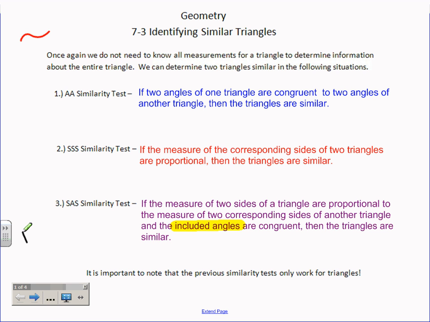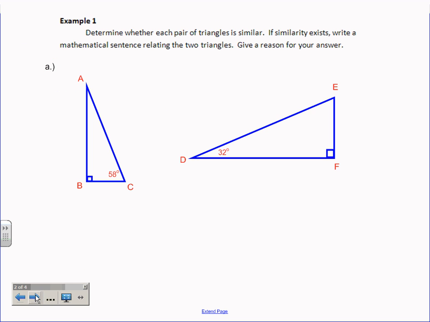Because a lot of work has been done by other mathematicians to find out if any other ones would work for sure, and there are not. Okay. Again, definitely, I would take some time to paraphrase that one instead of writing everything. And as it says at the bottom, it is important to note that the previous similarity tests only work for triangles. Any questions on those three? No? All right, here we go.